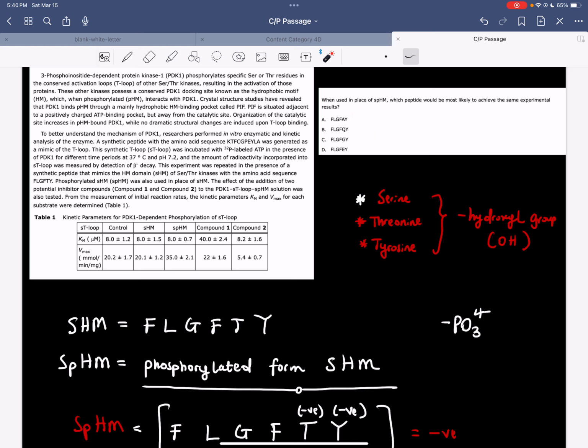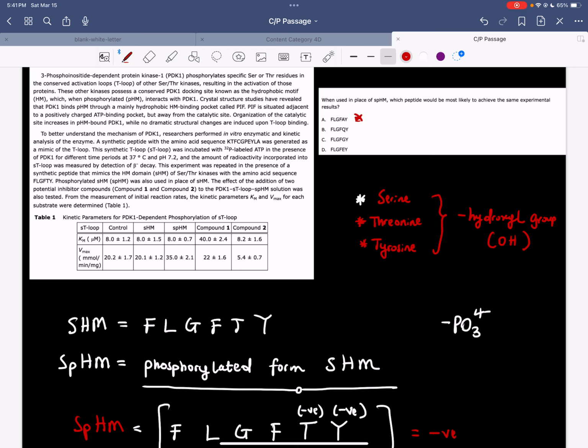So you need to be able to interpret it. When you see questions like this, you just need to find the clues in the passage. The clues already told us that SPHM was used in place of SHM, and that SPHM is the phosphorylated form of SHM. Now, let's look at each of the options. Option A says FLGFAY. None of these has a negative charge because they are all polar uncharged, so this one is out.